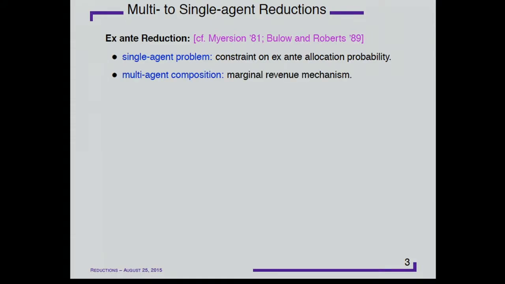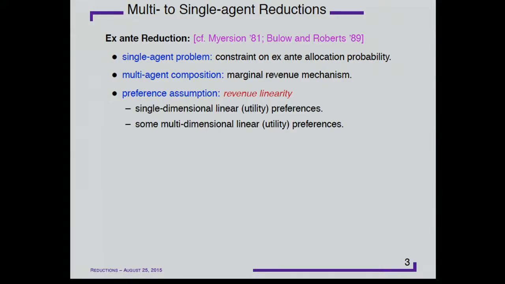And the multi-agent composition mechanism will be the marginal revenue mechanism that you may be familiar with from Bülow and Roberts. This approach does not always work. It will work if and only if the single agent problems satisfy a property which I'll call revenue linearity, and we'll discuss it in more detail later. But in particular, there are 2 common cases that you might think about that satisfy this revenue linearity assumption.